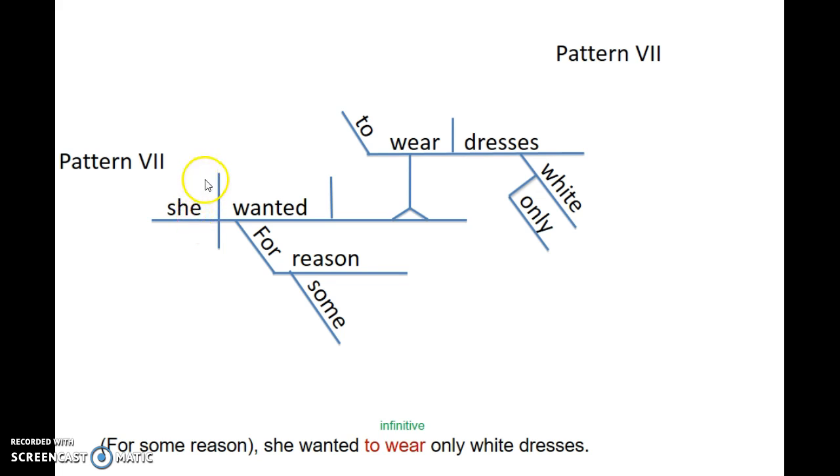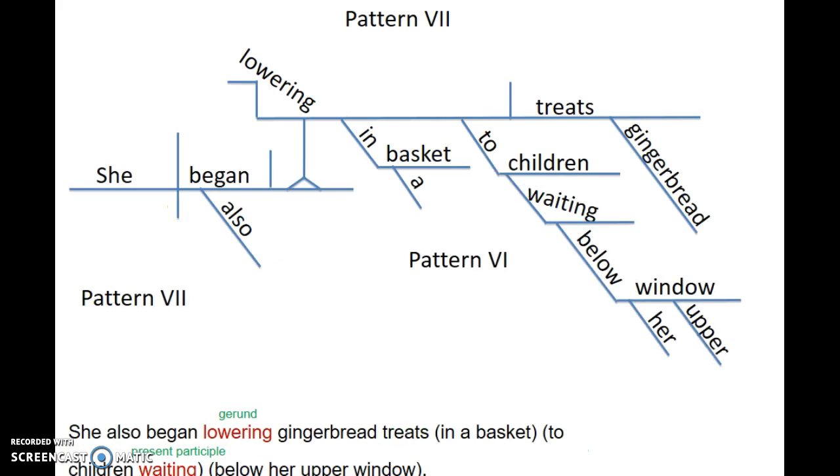So now we can identify sentence patterns. We have subject, transitive verb, direct object as our structure here, which is a pattern 7. And for our verbal, she is our implied subject. Where is the verb, a transitive verb, with what, dresses, so that is also a pattern 7.